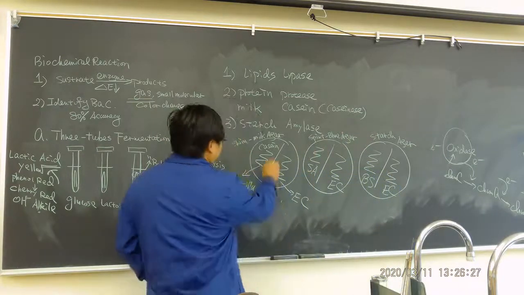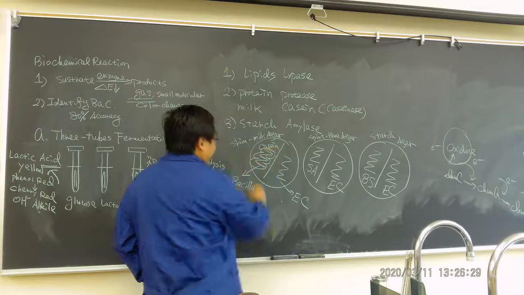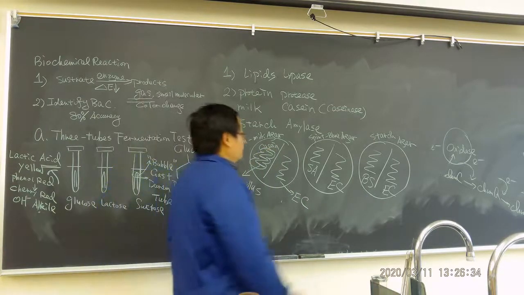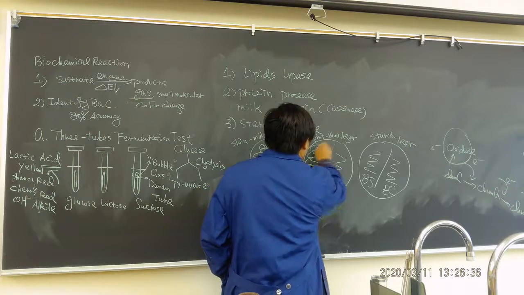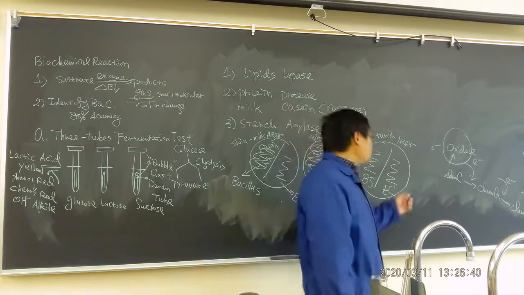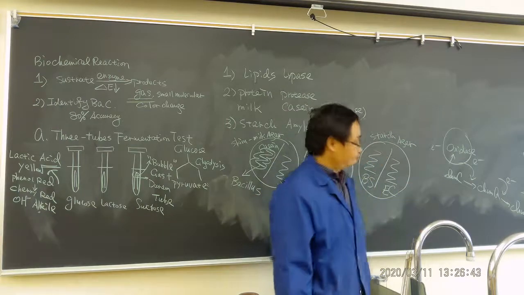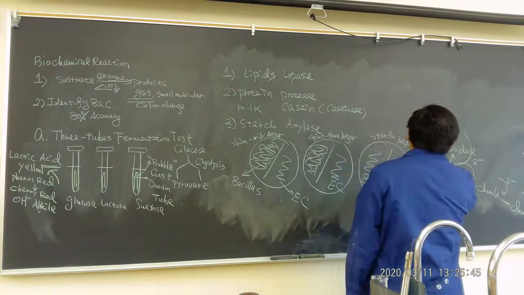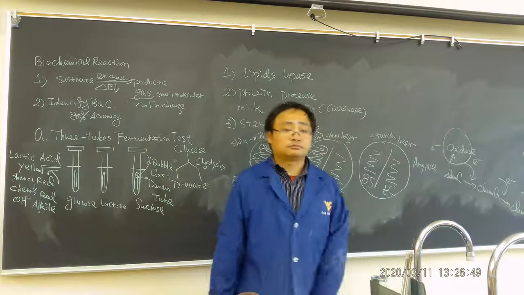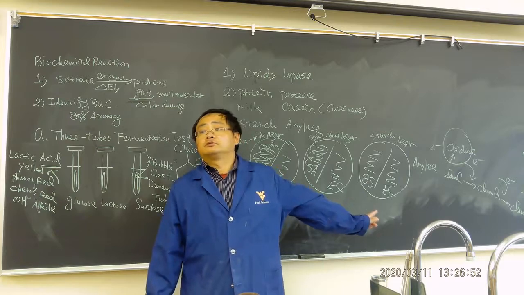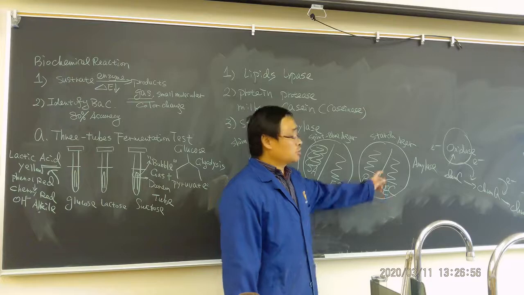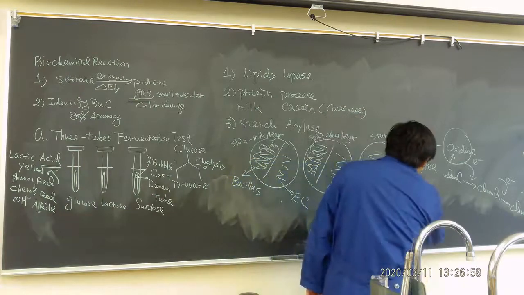If you see a transparent zone right here, that means amylase positive. If you see a transparent zone right here, that means lipase positive. Now the question is, how do you know you have amylase? You may not see anything. There's something we need to add next week. Once it's grown, we need to add iodine there.